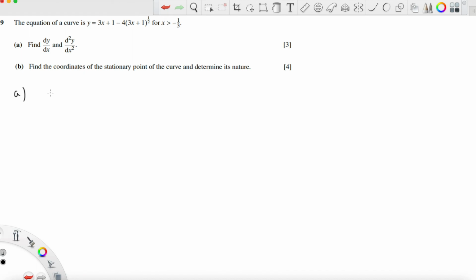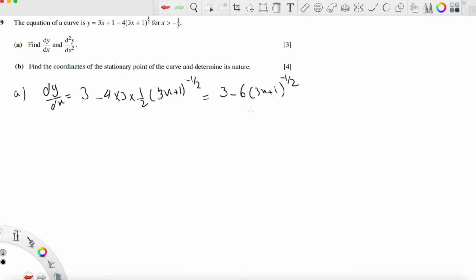For part A now, you're looking for dy/dx. So we differentiate simply. Differential of 3x is 3, 1 is 0, so minus 4. In order to differentiate this binomial, you have the coefficient, then differential of brackets, which is 3, then you have the power, then 3x plus 1 to the power of 1 over 2 minus 1, which is negative half, which simplifies to 3 minus 6, 3x plus 1 to the power of negative half.